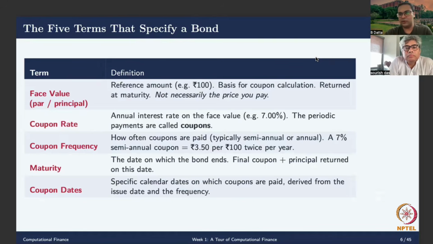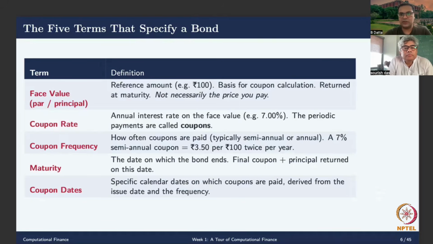And the payments that you're going to get before the maturity period are going to be called the coupons, right? Now, another thing that has to be specified is how often these coupons are going to be paid to you. There can be different conventions. You can have annual payments, you can have semi-annual payments. So for example, a 7% annual interest rate paid out semi-annually means there are going to be 2 payments in a year, and this is going to be, per 100 rupees, 3.50 rupees, right? So 7% of 100 is 7, and then divided by 2.